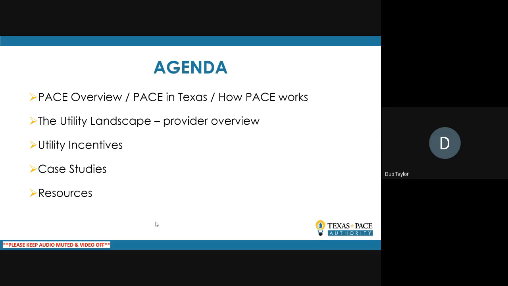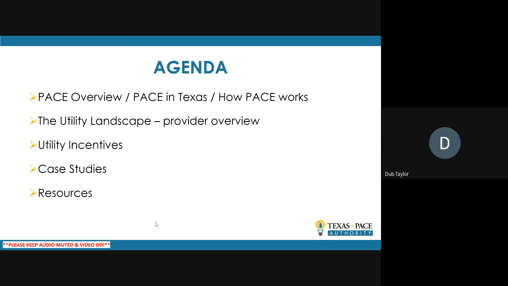Then we're going to talk about the utility landscape, the different types of providers, the structure we have in the state of Texas, which is pretty unique. I think every state varies. Ours, I think, is different and creates some challenges and some opportunities as well. We'll go into the different types of incentives that are available, how we have seen utility incentives applied to PACE projects in some case studies, and then leave you with some resources to follow up on what we've discussed today.